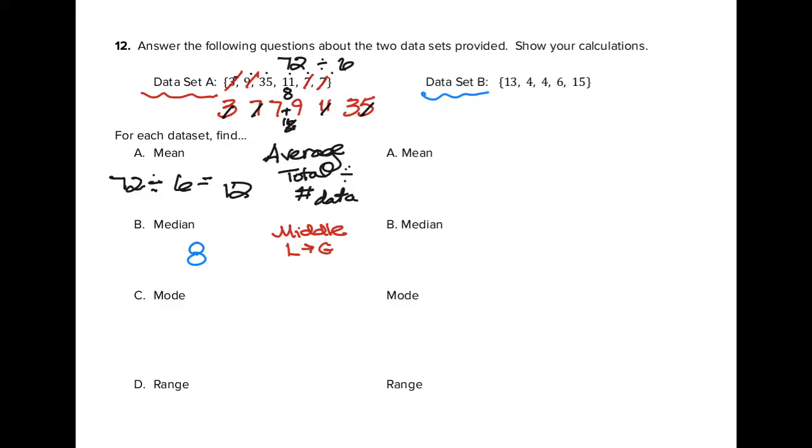Yes, the mode is the one that happens or occurs the most. We're on mode, the one that happens the most. Yes, 7. There are two 7s, so that is our mode. Sometimes you don't have a mode. If they all happen just once, then you wouldn't have one. Sometimes you can have two modes. It just depends, but it's the one that happens the most.